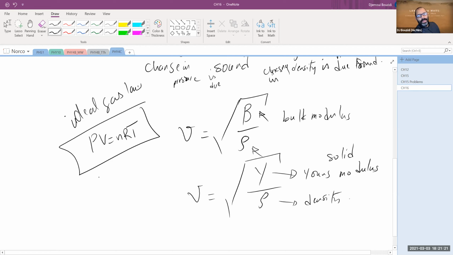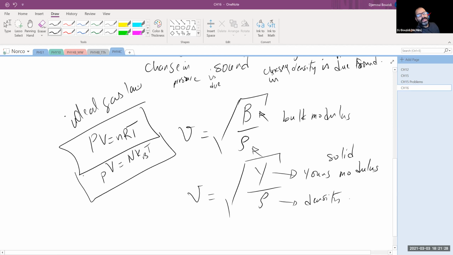Okay. And there is a Boltzmann interpretation of this law, which says that PV equals N k_B T, which we're going to do in this class. All of this, we're going to do in the near future, not too long from now. Actually, they're going to be part of exam 1, okay?